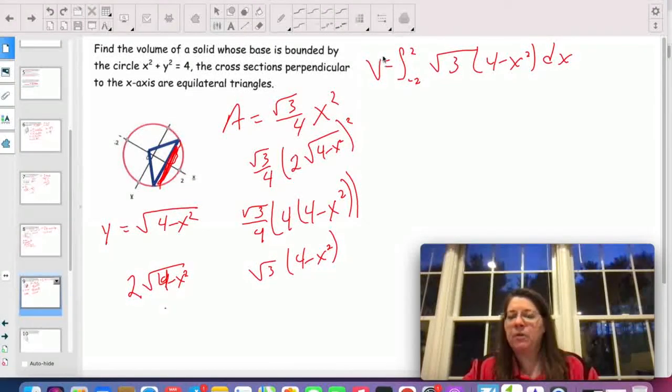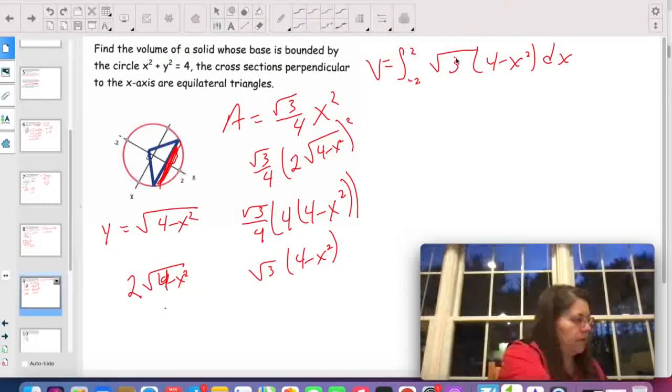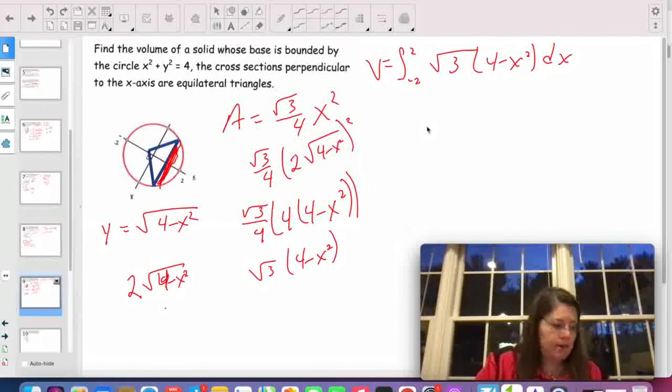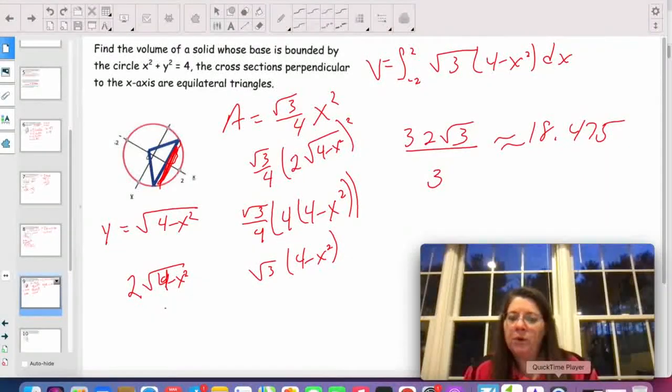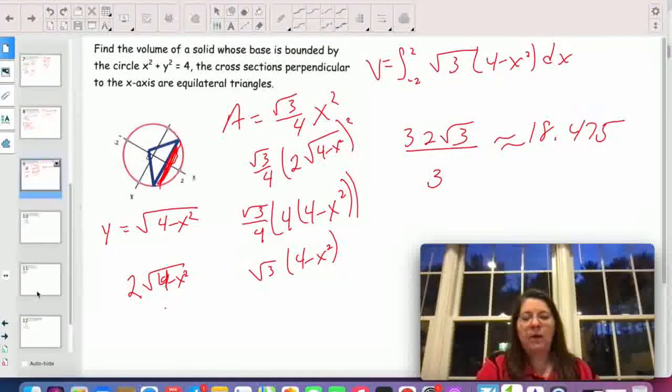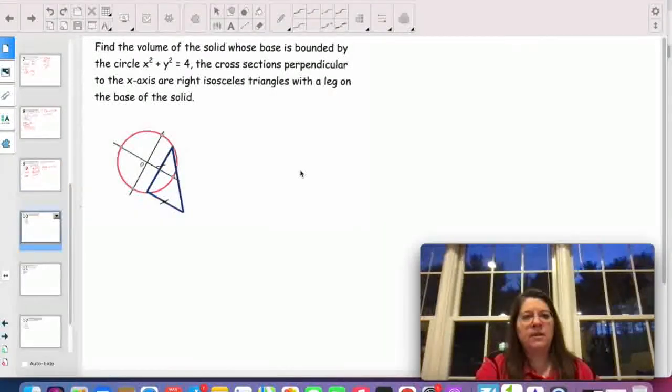I can move that square root of 3 outside before I integrate. Once I have done the integration and solved this thing, my answer ends up being 32 square root of 3 over 3, which is approximately 18.475. Again, if you round, that's fine. Just make sure you round to whatever they ask you to round to in the directions. And I would guess that the calculator, if you do it on the calculator, is going to give you a decimal, probably not this.